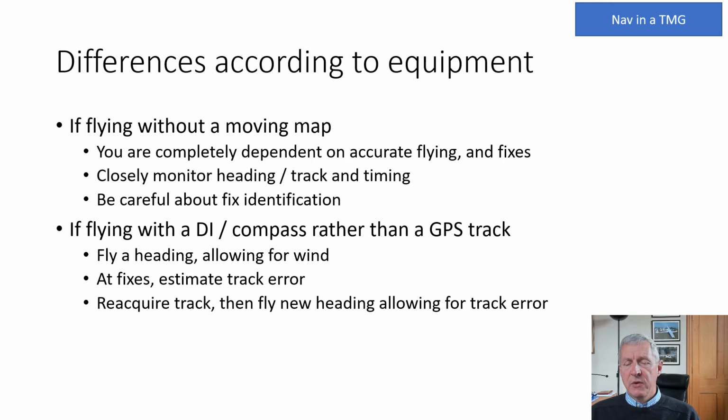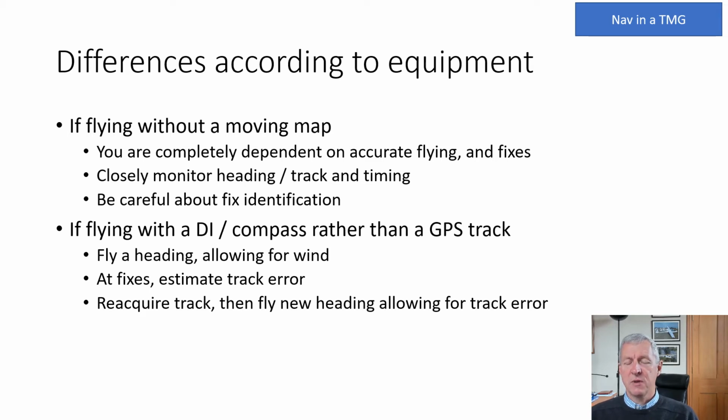What we're going to do depends a bit on which equipment we're carrying. If we're flying without a moving map, now we don't recommend doing that. I think if we're cross-country in a glider or a TMG, we should be using a moving map. But supposing it's failed for some reason, we're completely dependent on accurate flying and fixes. So we need to closely monitor the heading and the track and the timing, and we need to be very careful about fix identification. It's really easy to misidentify a village as a different village.